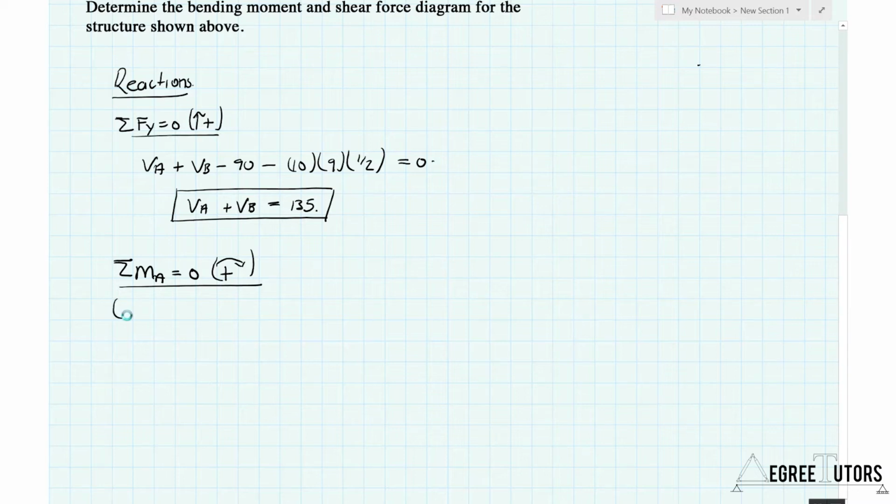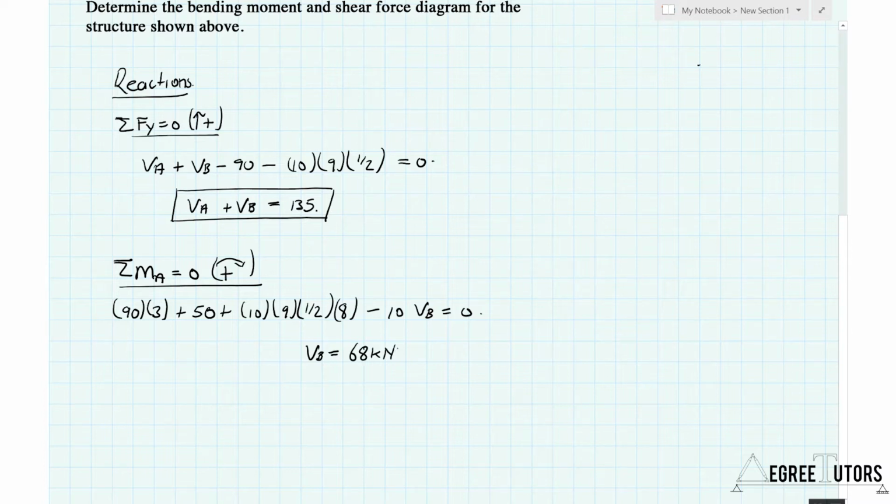What have we got? We're going to have 90 times the lever arm of 3 meters plus the moment of 50 plus the moment effect of that distributed load, which is going to be 10 times 9 times a half times a lever arm of 8 meters, minus 10 times VB must equal 0. That gives me VB equal to 68 kilonewtons. Okay, excellent. And I can sub that back into my first equation to get VA equal to 67 kilonewtons.